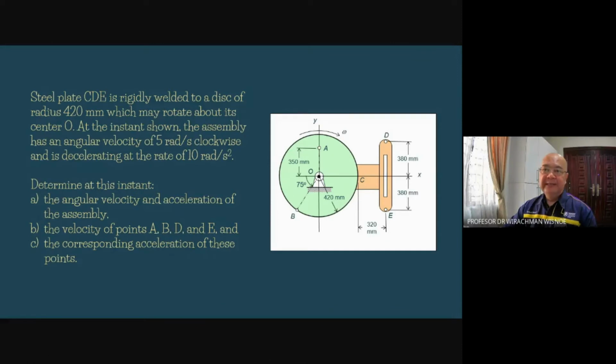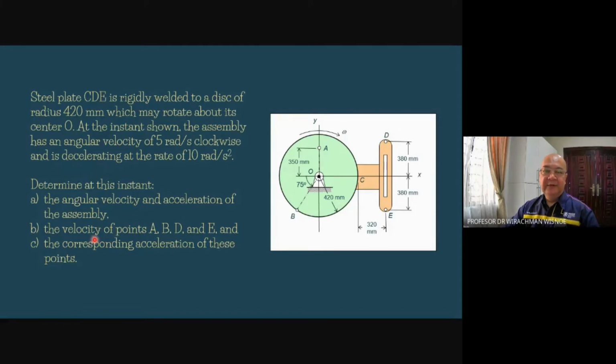A steel plate, CDE, is rigidly welded to a disc of radius 420 millimeters, which may rotate about its center O. At the instance shown, the assembly has an angular velocity of 5 radians per second clockwise and is decelerating at the rate of 10 radians per second square. Determine at this instant A, the angular velocity and acceleration of the assembly.